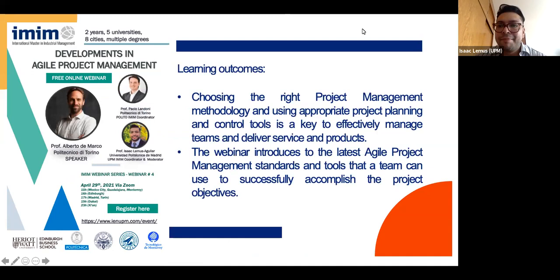These are the main outcomes that we are looking for you to get after you have attended it. We know that usually when you're a project manager, you do not know the methodology or the appropriate tools that you could use in order to manage your teams effectively and provide the outcome of the project. So our speaker today, Professor Alberto De Marco from Politecnico di Torino, is going to guide us through a series of different tools and standards that we could use in order to accomplish the project objectives. So I'm very happy to have him here. I will give you more information about him in a while.